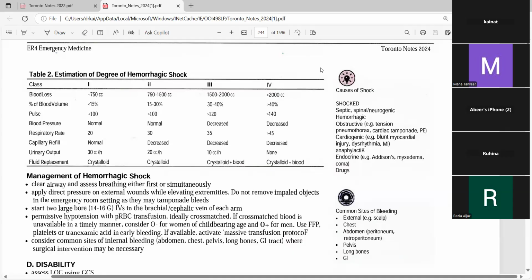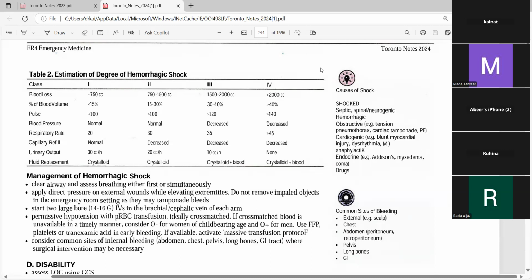Then in the fourth one, same. The blood pressure is going to be decreased, respiratory rate is going to be high, pulse is high, percentage of the blood volume is more than 40%. Then urine output, there is no urine output at all. Then fluid replacement, blood and crystalloid both.